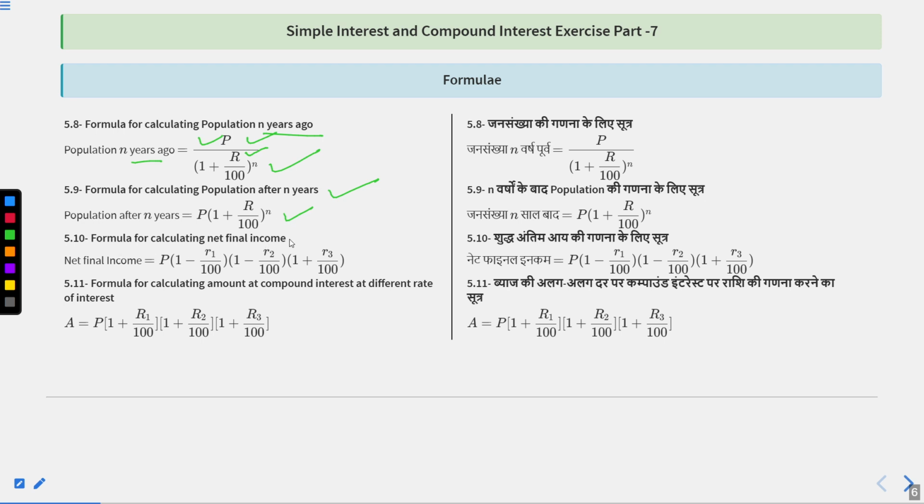Formula for calculating net final income. So net final income will be P into 1 minus R1 upon 100 into 1 minus R2 upon 100 into 1 plus R3 upon 100. So formula for calculating amount at compound interest at different rates of interest. So the formula will become amount equals P in the bracket 1 plus R1 upon 100 into 1 plus R2 upon 100 into 1 plus R3 upon 100.